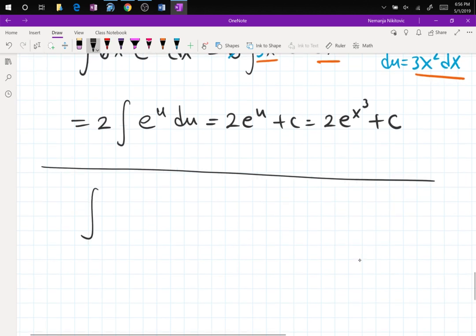Integral of square root of x plus 3 raised to the 4th power divided by the square root of x dx.